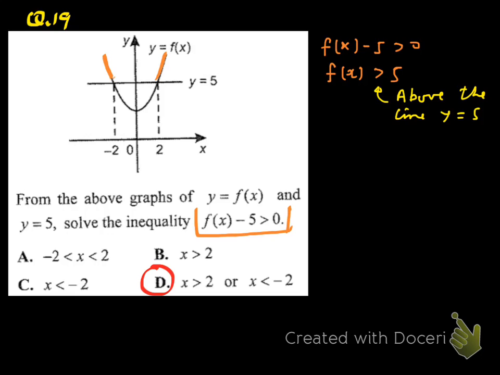The key here is to be able to interpret the meaning of this inequality. When you put f of x is bigger than 5, that means the y value of f of x is bigger than the y value of the line y equals 5. That is above the straight line.